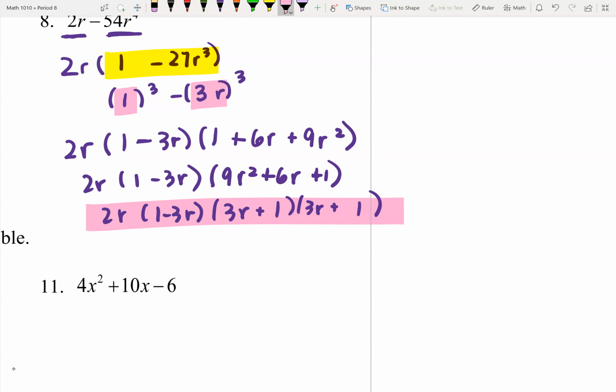Yes, sir. So like, it says 3r plus 1 twice. Could you write it as 3r plus 1 squared? You could. Yes. Yeah, no problem.